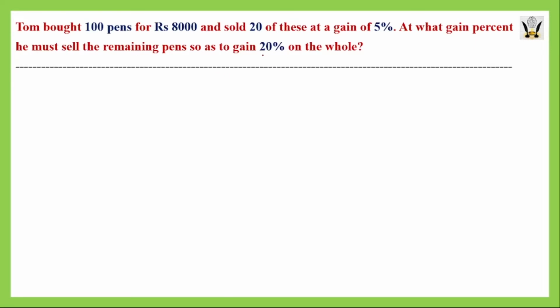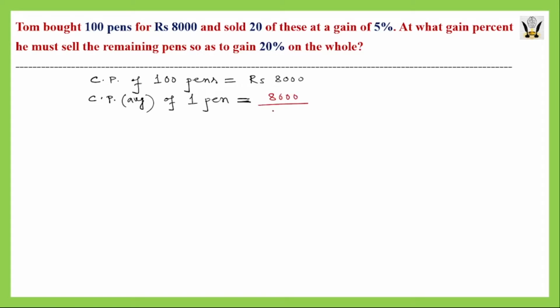The information given initially is the cost price of 100 pens, and that is 8000 rupees. That means the cost price of one pen, which will be an average price, will be 8000 divided by 100, and that is rupees 80. So that is the cost price of each pen.